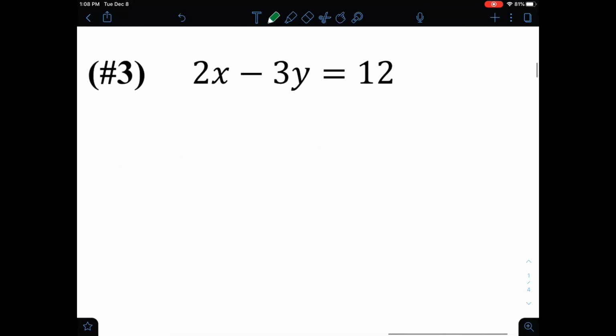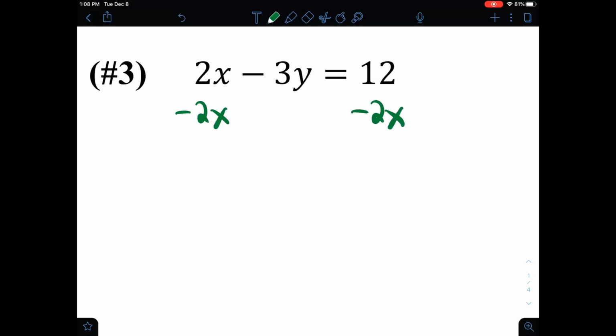Next one we have is 2x minus 3y equals 12. We need to get that negative 3y by itself, so what will be the first step to do that? Well, we're going to subtract 2x from both sides. So we're going to get negative 3y equals, is it going to be 12 minus 2x, or is it going to be negative 2x plus 12? Hopefully you said negative 2x plus 12, because they are not like terms. This one does not have an x, so you cannot combine them.